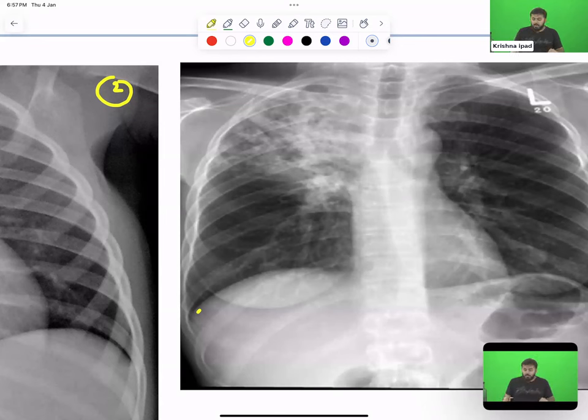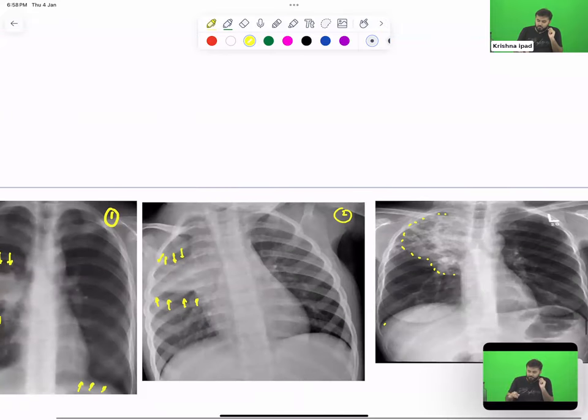No. Tree-in-bud appearance you can see only on HRCT. This is not HRCT, it is an X-ray. Then what is this? I have already given the answer. Consolidation. You see, ill-defined borders, what do they mean? Consolidation. Very good. Ill-defined border is consolidation.